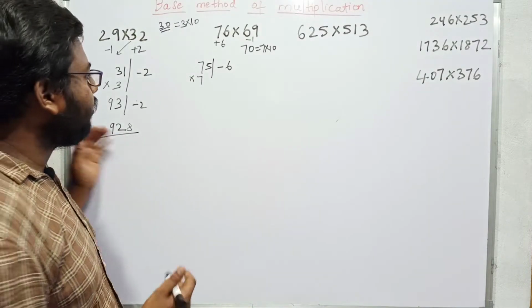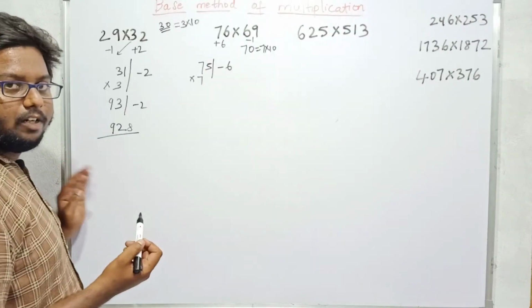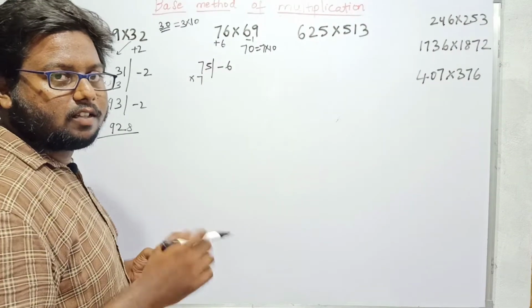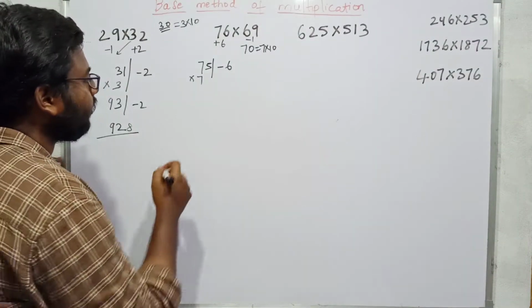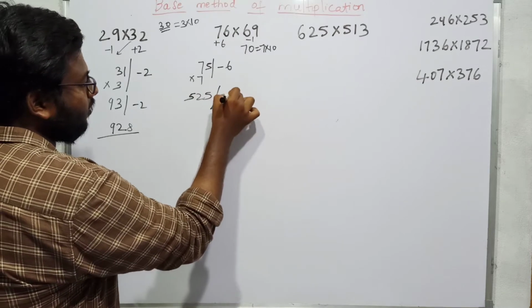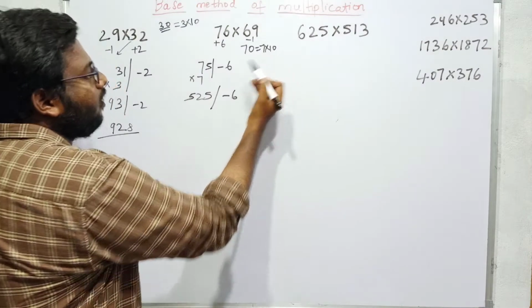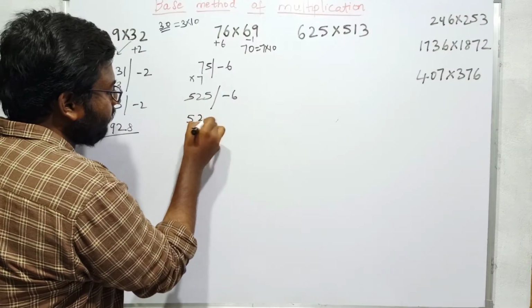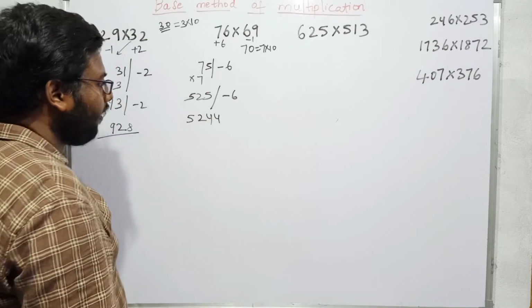That was for conceptual purpose only. If you are not comfortable with it, then follow the previous method which I discussed in part 2: 7 sevens are 49 plus 3, 52 beside 5, 525. This is the result, and this is -6. Since we are depending upon base 10, I will remove 110 from it, that will be 524, and if I subtract 6 from 10, I will get 4. So 5244.